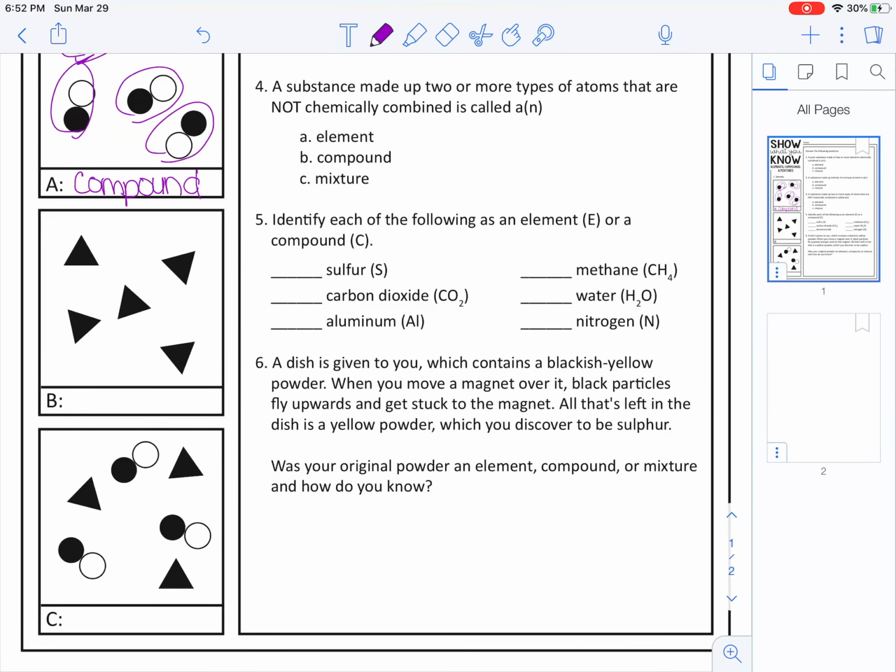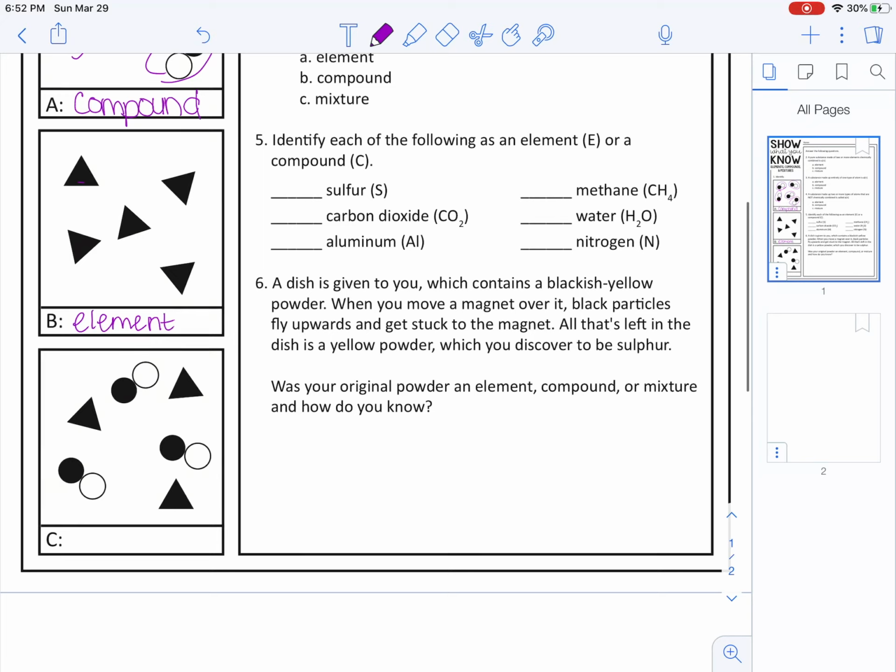Down here for B, I have all of these shapes that are all exactly the same. I have all black triangles. Since they're all the same, that one is an element. For C, I have some elements and I have some compounds, but they're all in the same box and they're not all exactly the same, so we call that a mixture.